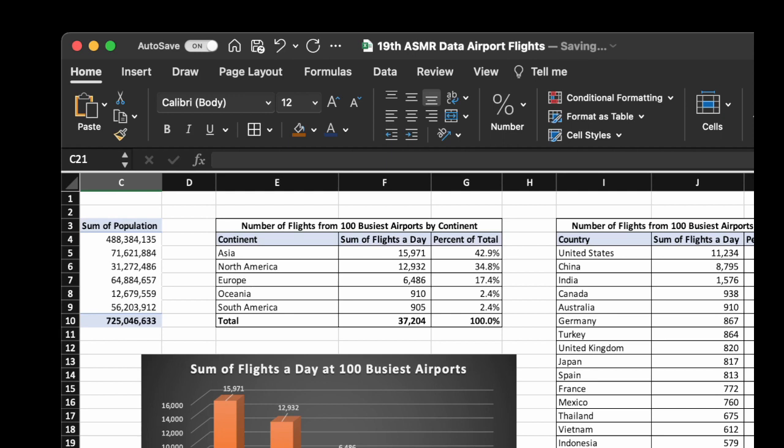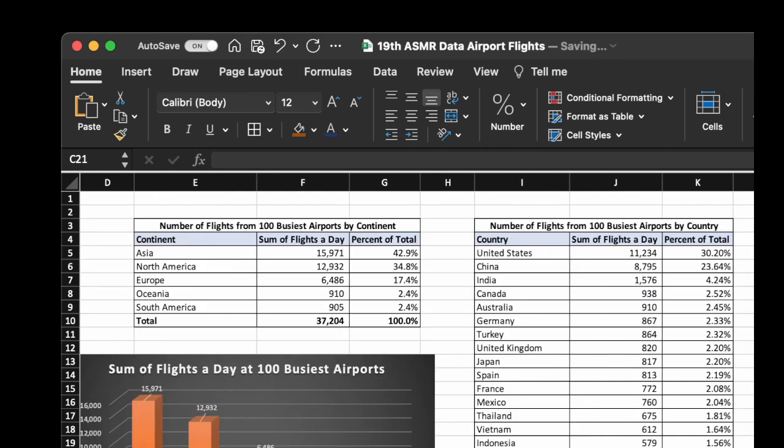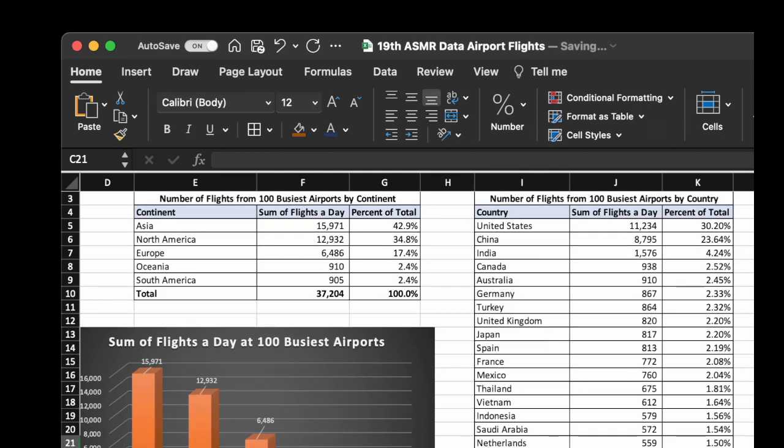Alright. Then we get into the nation. What percent of the flights are from a nation? So as you see, the United States is first with 11,234, 30.2% of the total. China's next at 8,795 at 23.64% of the total. India's next at 1,576, 4.24% of the total. And then it goes down from there.